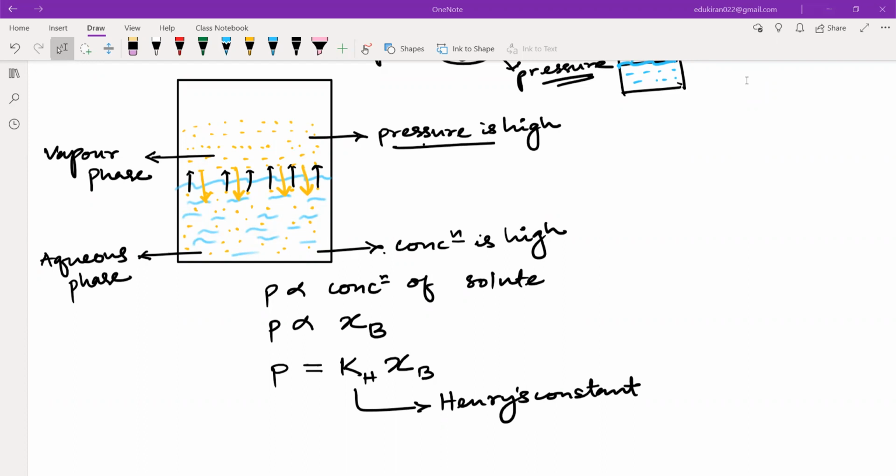Okay, understood? Got it? The reason mole fraction is used is that after trial and error it was found that mole fraction is perfectly aligning with the pressure, and the proportionality is much better suited to mole fraction rather than any other concentration term. That is why mole fraction is used, after experimentation.